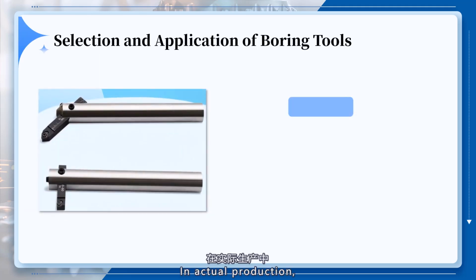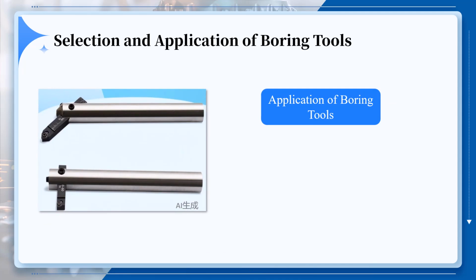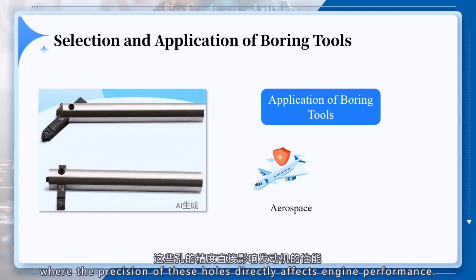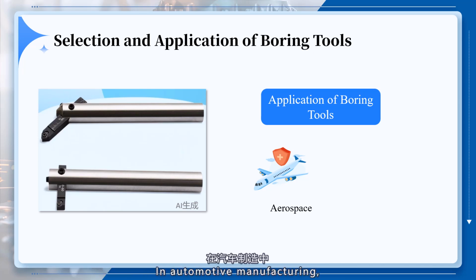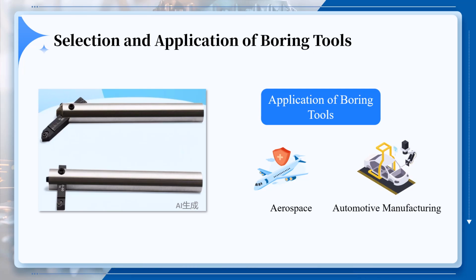In actual production, the application of boring tools is very extensive. In the aerospace field, boring is used to machine key engine components, such as the mounting holes for turbine blades, where the precision of these holes directly affects engine performance. In automotive manufacturing, boring is used to machine holes in components such as engine blocks and transmission housings.